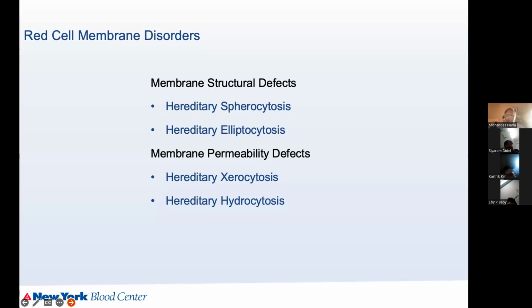In hereditary xerocytosis, the red cell water content goes down due to a permeability defect, and the cells become dehydrated and have increased mean cell hemoglobin concentration. In contrast, in hereditary hydrocytosis, the red cells pick up water due to changes in sodium potassium permeabilities, and they swell and become more stomatocytic. So these are the four red cell disorders I'm going to briefly describe in terms of molecular basis and our understanding of the root causes of these four disorders.